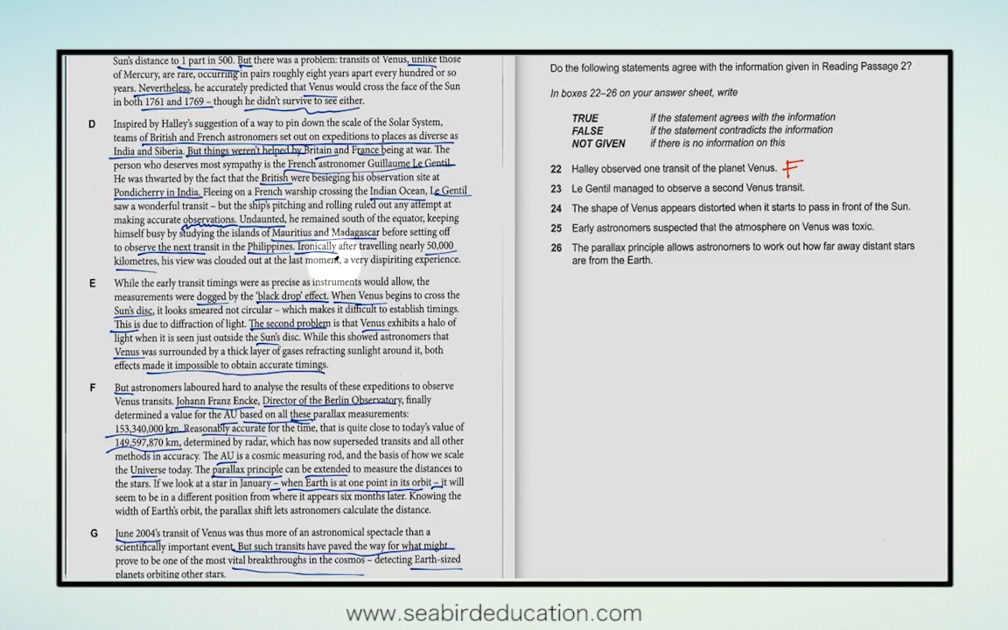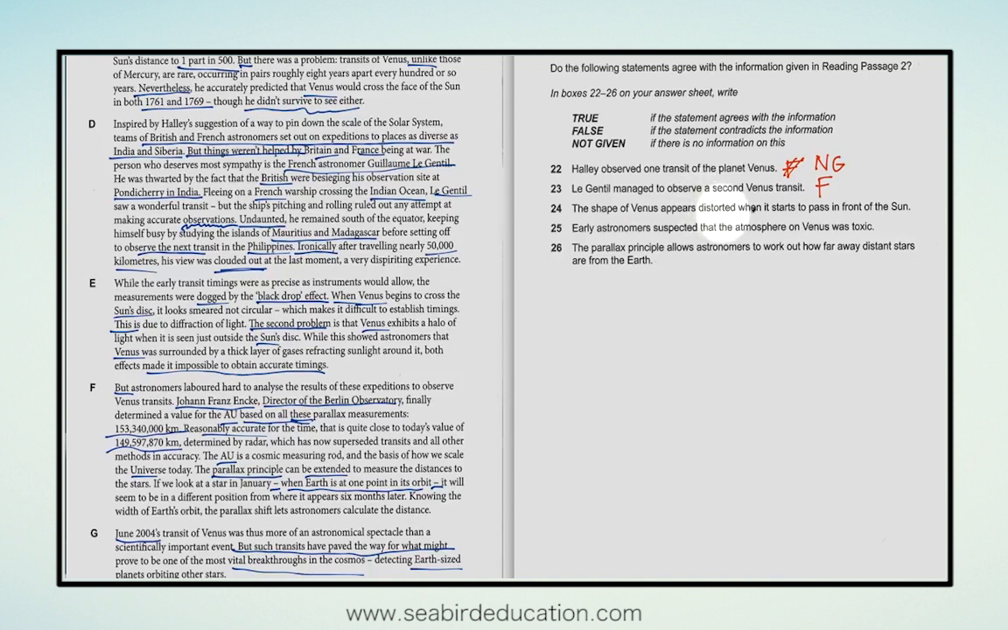Must have been within the same year. It doesn't necessarily mean Halley didn't observe. So he didn't. He was clouded out at the last moment. Therefore, that one is false. But did Halley observe? We don't know. If he was able to do it, there's a chance that Halley did or could have done as well, and it's not mentioned here.